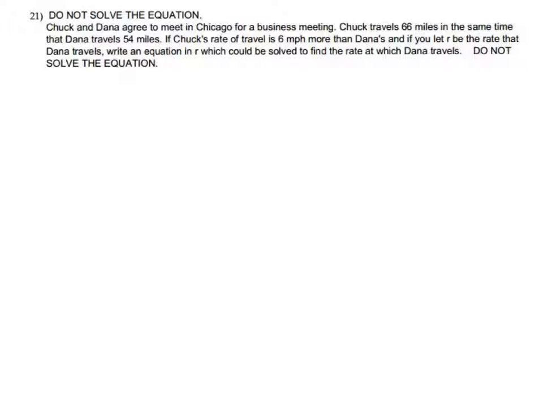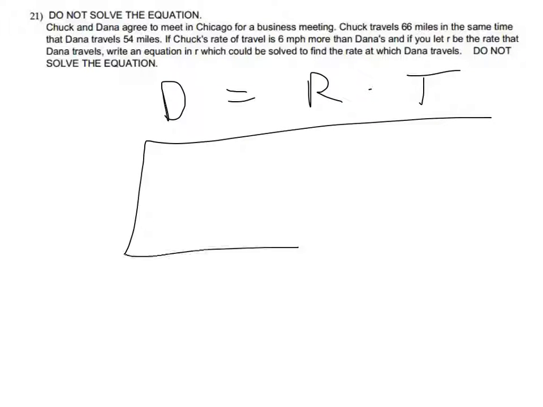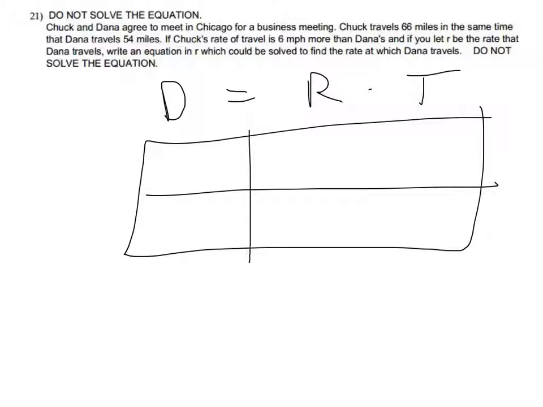All right, well, they're talking about distance. They're talking about time. They're talking about rate. So this problem is a distance equals rate times time problem. And I'm going to set up, we have Chuck and Dana. Let's see what we can fill out. Chuck travels 66 miles. That one's just done. There it goes. In the same time, Dana travels 54 miles.